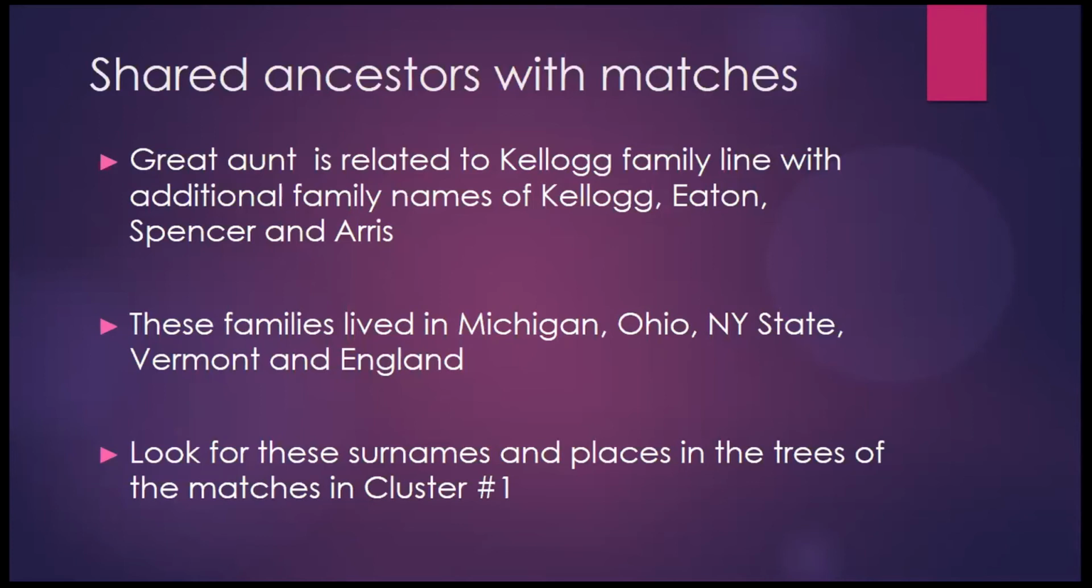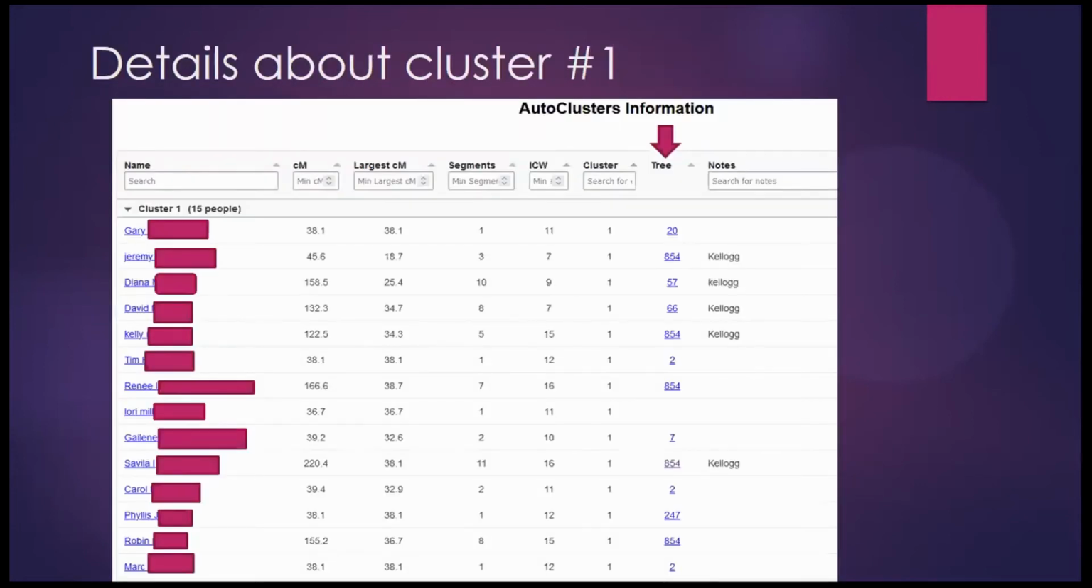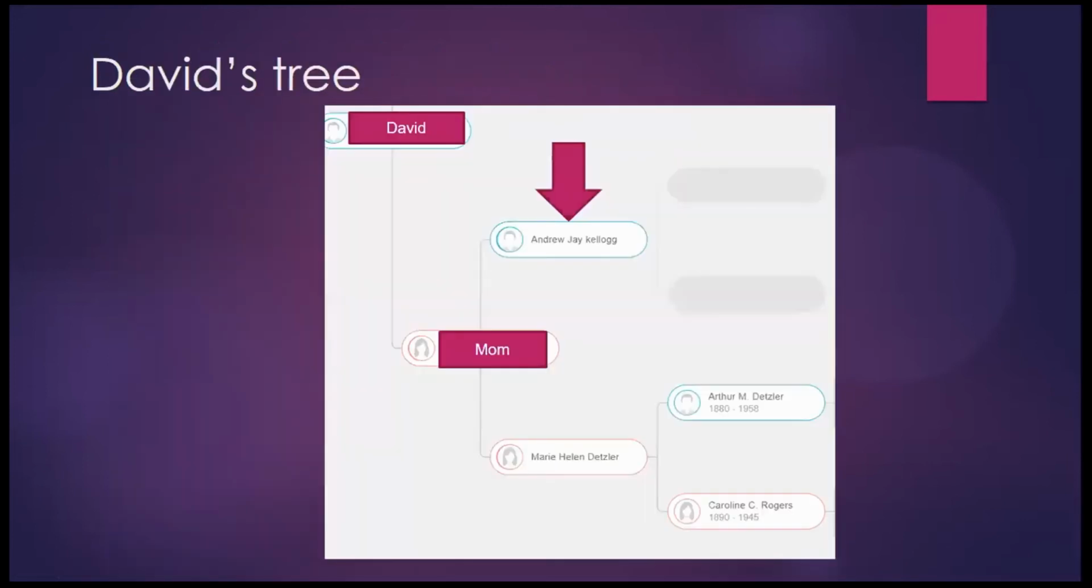So I'm going to be looking in the trees of the matches of cluster number 1 for these places and names. Here are the trees, remember, and all I have to do is click into the tree from this page. This is my cluster report, remember. David is one of the matches that I actually recognized, and I know that he's a relative of mine. He's got a tree, and his tree mentions the Kelloggs, like I said.